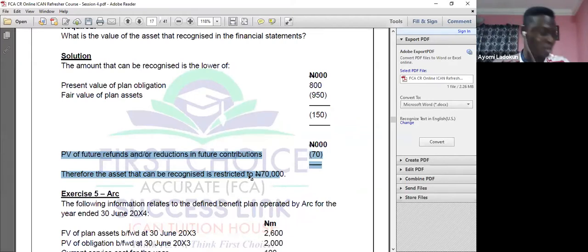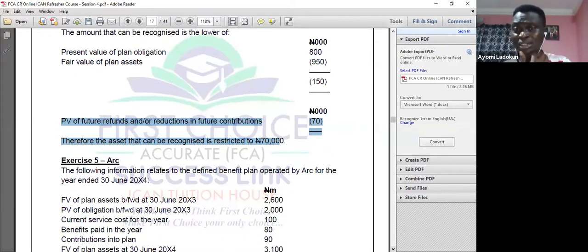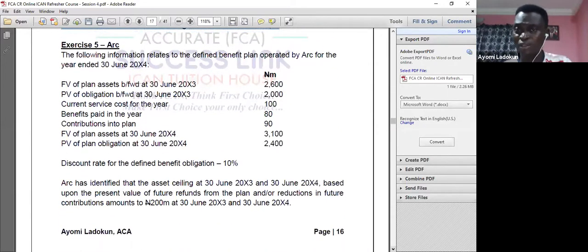I'm not really sure I've seen this level, including in ACCA, because I tried to look at some of the questions around the asset ceiling. I don't think I've even seen it, but it doesn't really matter. Let's endeavor to know it because it might be the only option for you. It's IAS 19 when you get into the exam. So let's take a look at a question again.